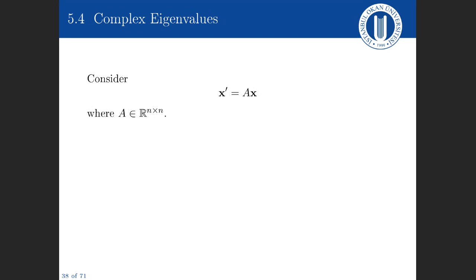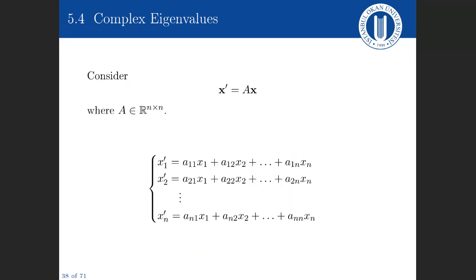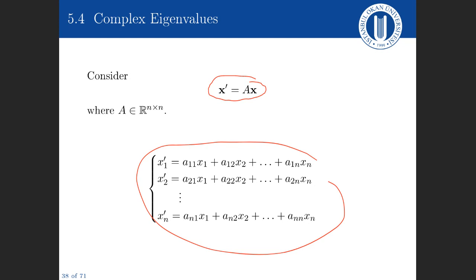As before, we're going to consider the system X prime is equal to AX, where A is an n by n square matrix of real numbers. Just to remind you, when I write X prime is equal to AX, X prime means the vector X1 prime, X2 prime, etc. X means the vector X1, X2 up to Xn. And A means the square matrix of numbers, something like this. This also means the system of n first order differential equations in n variables. X1 prime is a number X1 plus a number X2 plus dot dot dot plus a number Xn, etc. Because this is a messy way to write it, we're just writing this as X prime is equal to AX.